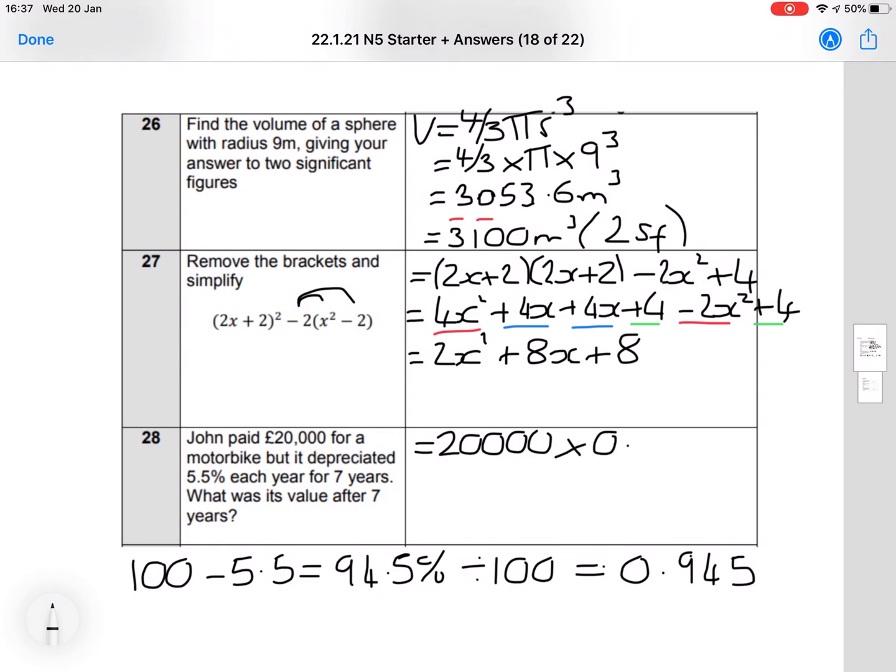times 0.945, and then it's for 7 years, so the power of 7. So if we type that in, we get 0.945 to the power of 7, 13460, and then we need to round our answer to two decimal places because it's money, so it would be 0.24.